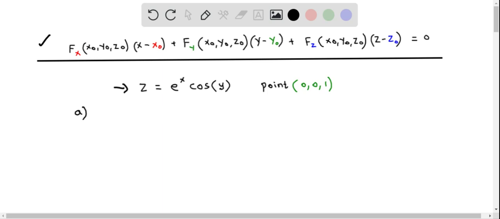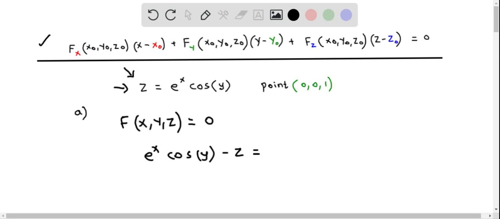And so the first step is to write this given function as a function of x, y, z equals 0. I'm going to write down this equation as a function of x, y, z. So I write f of x, y, z equals 0. That is, we can write this equation as e^x cosine of y minus z equals 0. So basically this is the function of x, y, z.